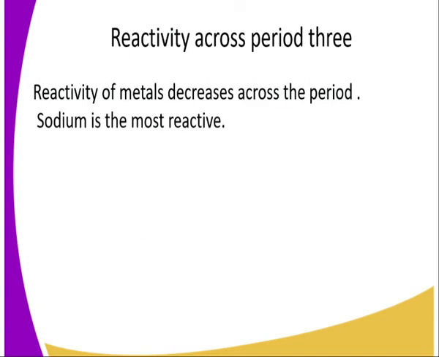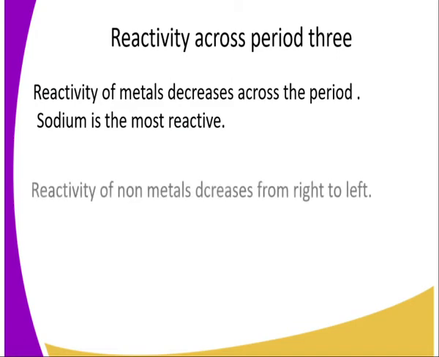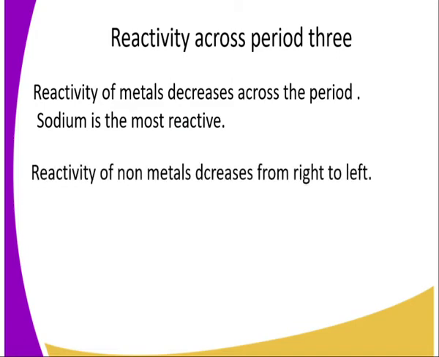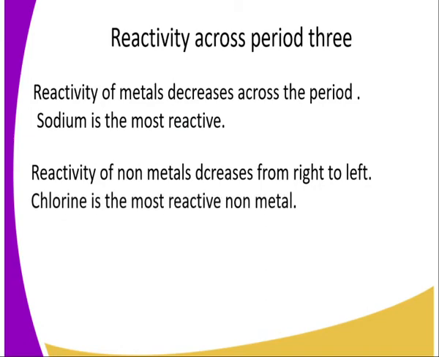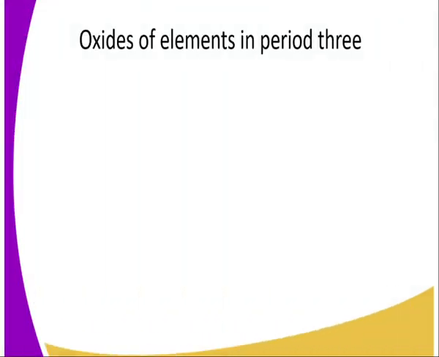Reactivity across period 3. Reactivity of metals decreases across the period. That is, sodium is the most reactive. As we go to magnesium, and aluminium is less reactive. That is in metals. But when it comes to non-metals, it degrades. So chlorine is the most reactive non-metal.